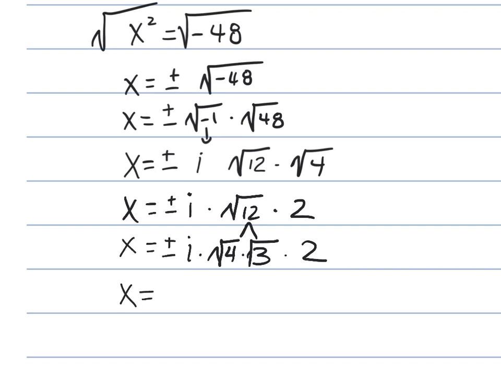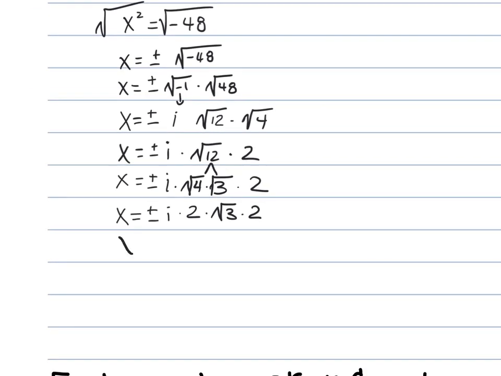So we get x is equal to plus or minus i. The square root of 4 is 2. I can't do the square root of 3, so we keep it times the 2. Which means we get x is equal to plus or minus 2 times 2 is 4, i times the square root of 3.